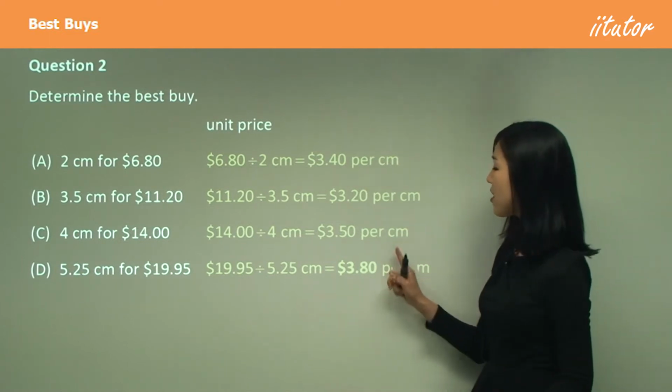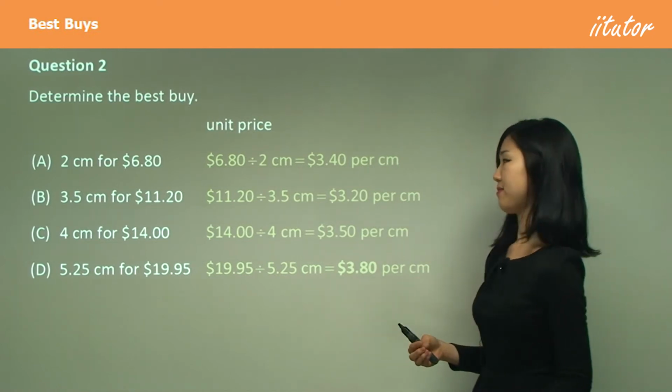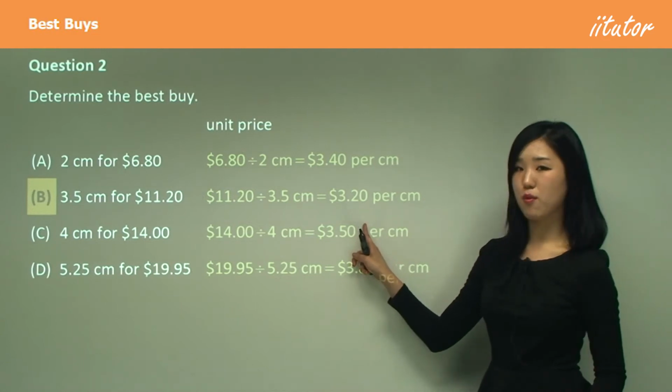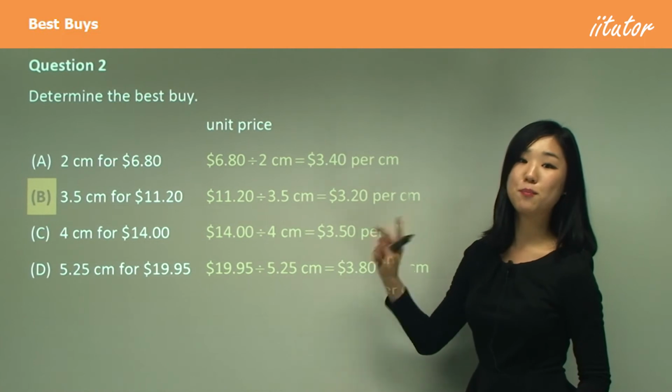So now that I've put all of them per 1 centimeter, which one gives me the lowest price? Compare, and you can see that B again is the lowest price. So this would be my cheapest option. So I would go for deal B.